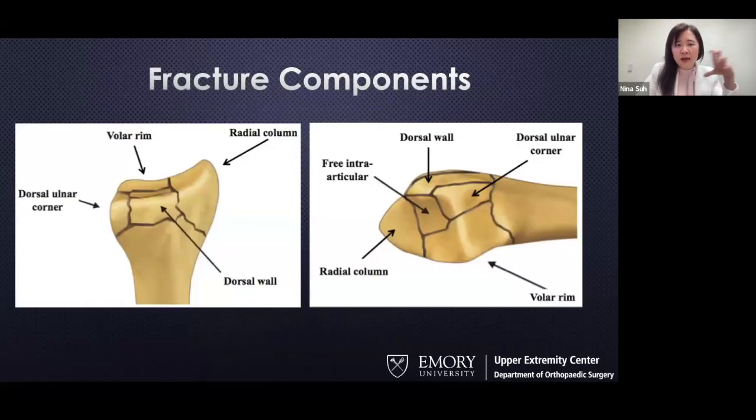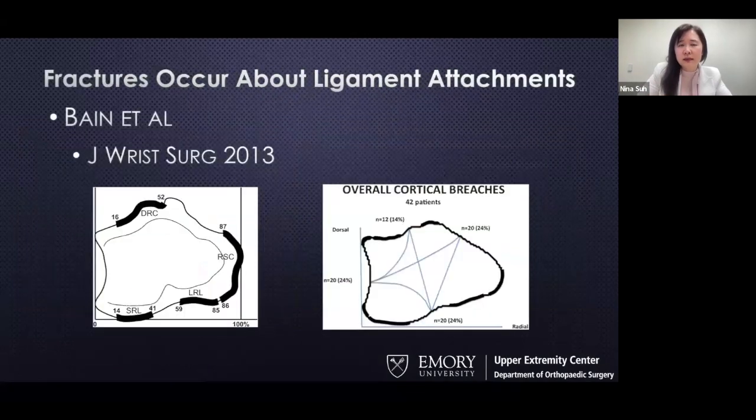This is a very simplistic breakdown of where the key structures are that you should be looking at when you're looking at your distal radius fracture. You want to be careful about volar rim fractures, dorsal ulnar coronal, the radial columns, the dorsal wall, and also free intra-articular steps that you want to identify. And as was mentioned previously, some complications are obviously unavoidable, but there are technical considerations that can help mitigate some of the complications that we see.